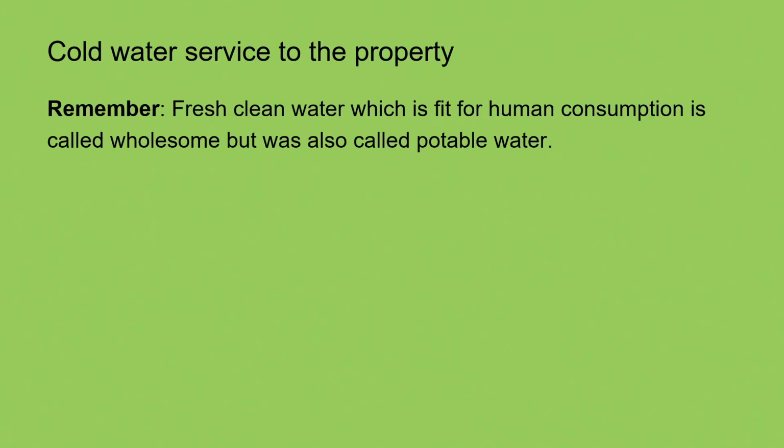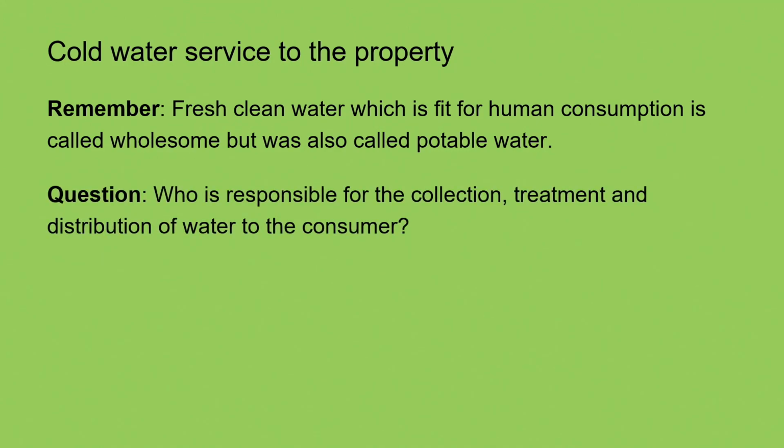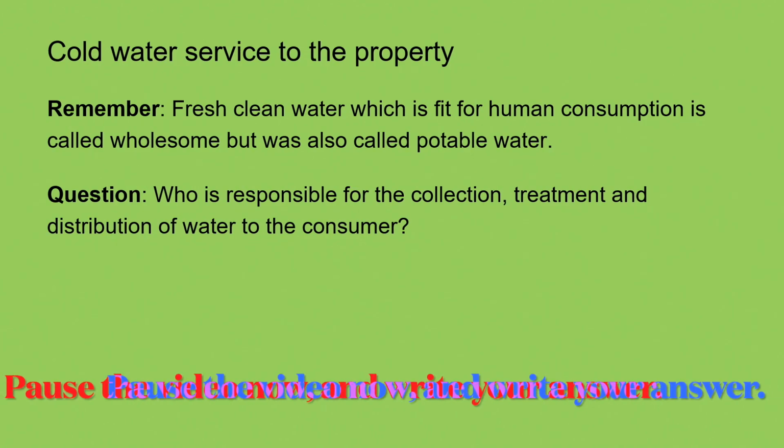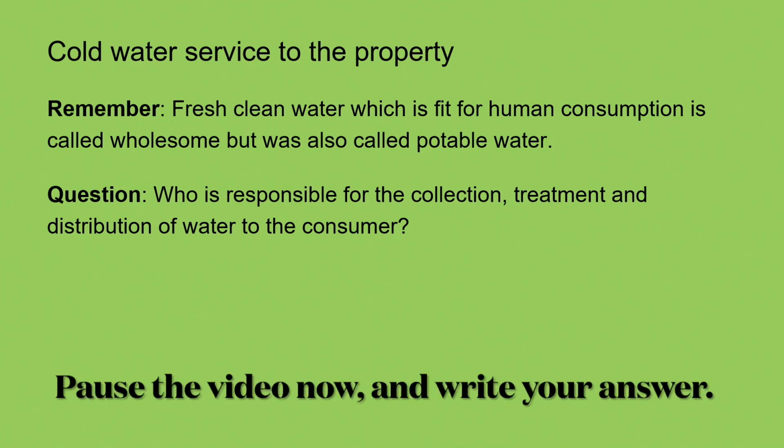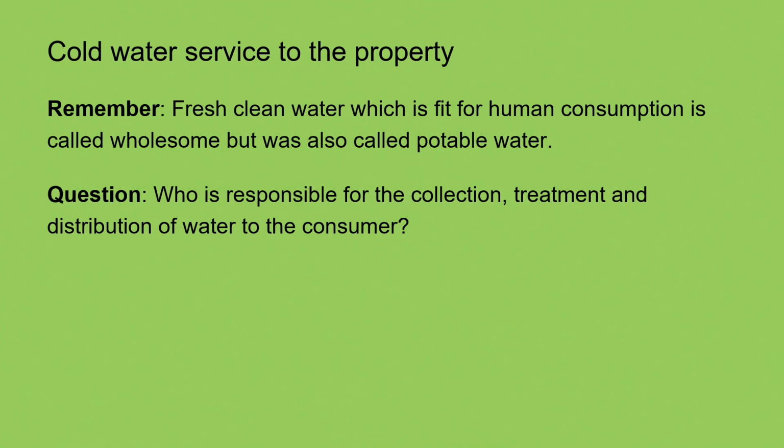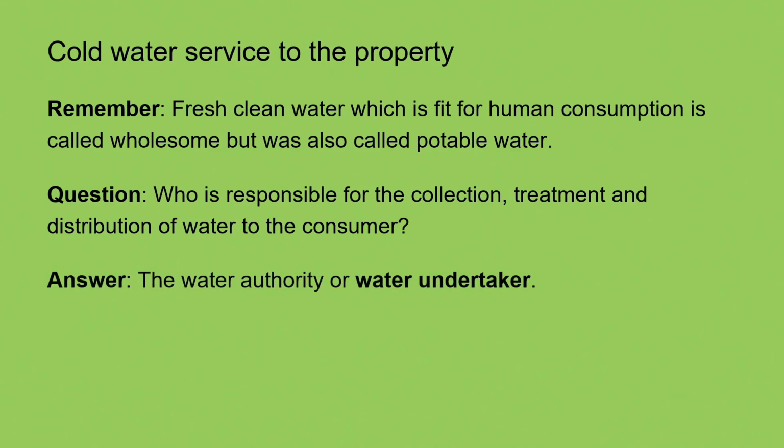So remember, fresh water which is fit for human consumption is called wholesome, but was also called potable. So again, watch out for them trick questions that might say this. So, who is responsible for collecting and treatment of the water and distributing to the consumer? Hopefully you remember this question from one of my previous videos. You already know the answer. So either write it in the comments or write it on a bit of paper and let me know if you got it correct or not. So, who is responsible? The water undertaker, the water authority.